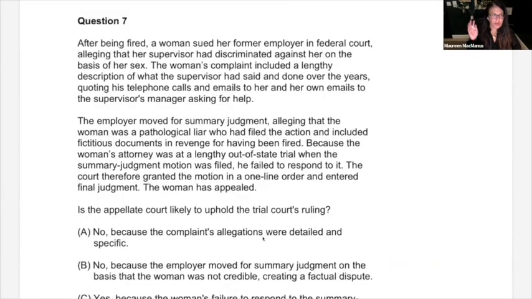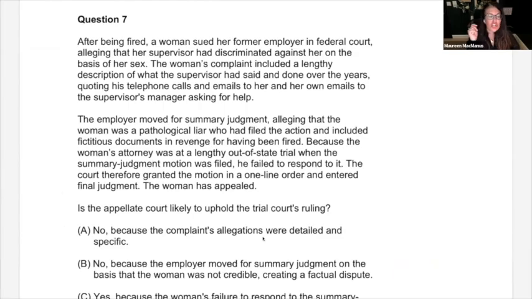All right, now we're going to do these two appeals questions. So, is the appellate court likely to uphold the trial court's ruling? So, all right, what did the trial court do? I don't know yet. We'll find out. So, after being fired, a woman sued her former employer in federal court, alleging that her supervisor had discriminated against her on the basis of her sex. The woman's complaint included a lengthy description of what the supervisor had said and done over the years, quoting his telephone calls and emails to her and her own emails to the supervisor's manager asking for help.